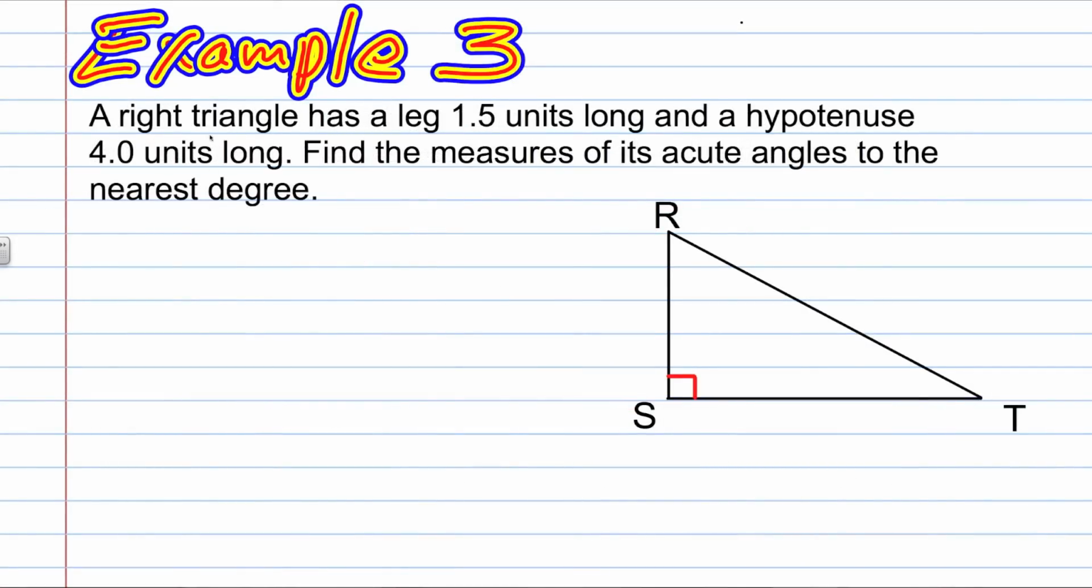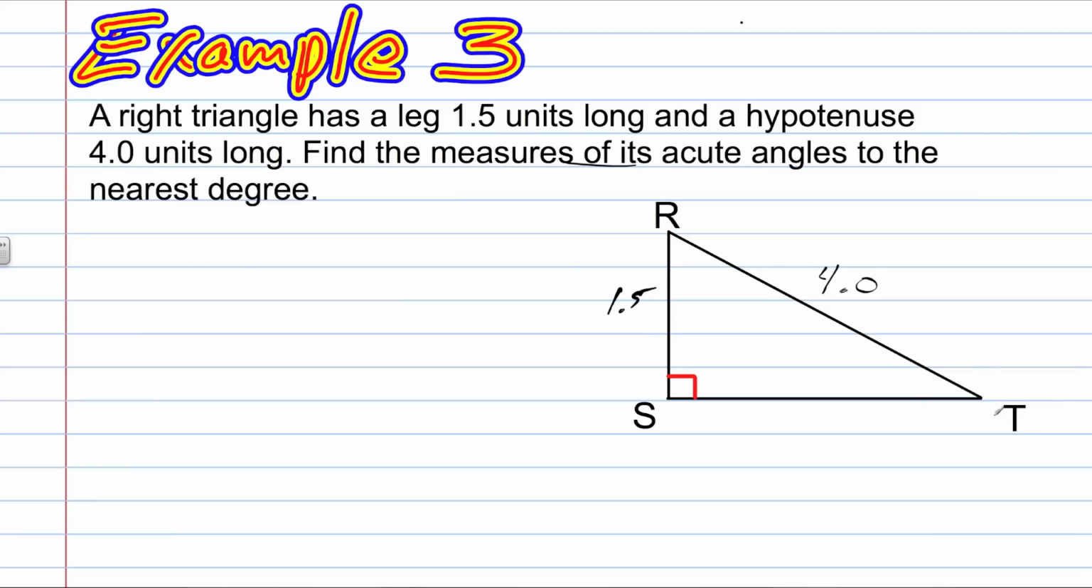Example 3. We're told that a right triangle has a leg of 1.5 units long and a hypotenuse 4.0 units long. Find the measures of its acute angles to the nearest degree. There's really two ways to do this. We saw that in a previous example. So let's start by labeling this here. We'll just label the length of RS as 1.5 and the hypotenuse RT is 4.0.